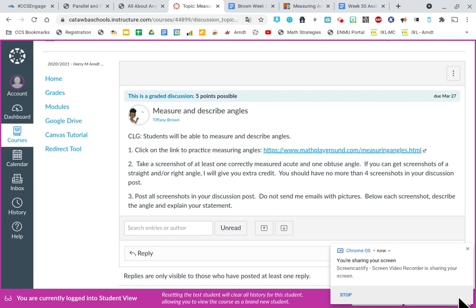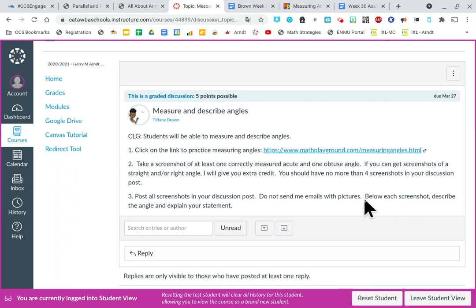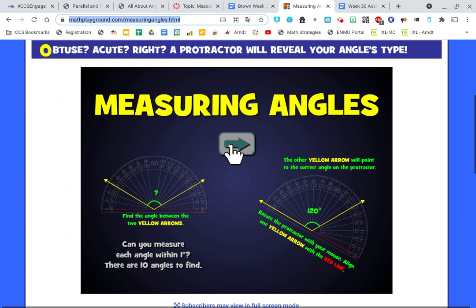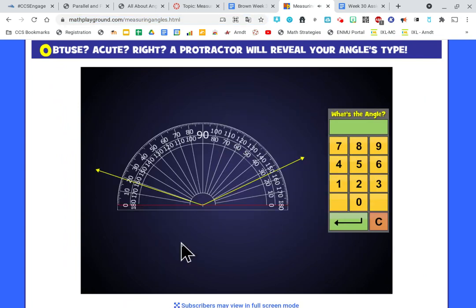Today you are going to practice measuring and describing angles. Hopefully you already know that we use a tool called a protractor to measure angles. You're going to click right here on the Math Playground link, and it's going to take you to an app where you can measure angles. Click right there, and you're going to begin to measure angles. Now, I want you to know what the angle is.